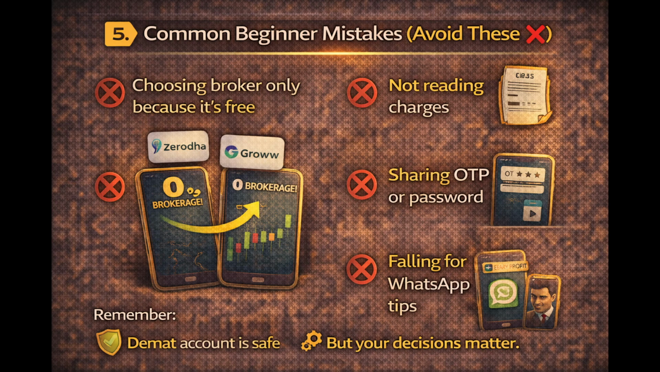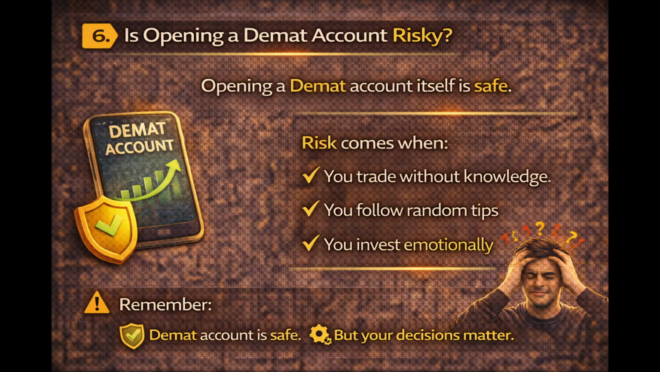Third thing, sharing OTP or password. That is another huge mistake. And fourth, falling for WhatsApp, Telegram tips. Most of the beginners make this mistake. So remember, a Demat account is safe, but your decisions matter.